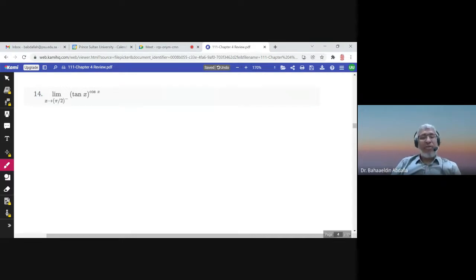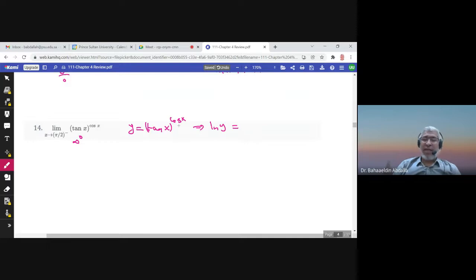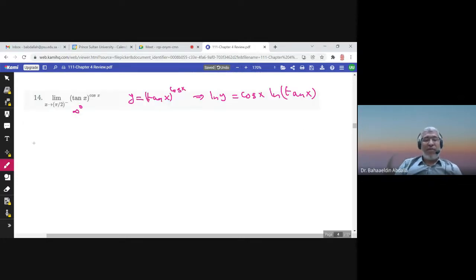If I replace x by pi over 2, tan pi over 2 is sine 90 over cosine 90. And that's 1 over 0, which is infinity. Cosine pi over 2 is 0, so it's infinity to the power 0, one of the indeterminate powers. So I call y equals tan x to the power cosine x. I apply ln to both sides, and hence I can bring cosine x down and I have ln tan x. And now I'll find the limit of ln y. If you need more information, just see the videos about L'Hopital's rule.